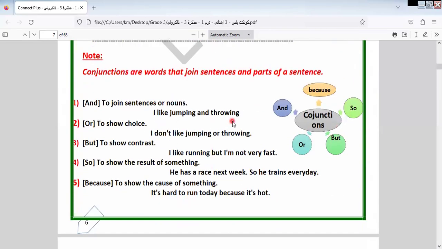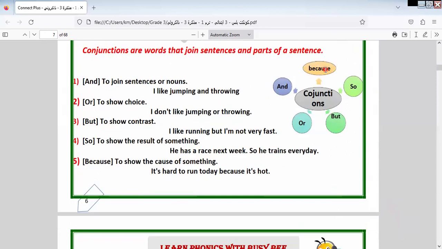Here we have some conjunctions. We learned them last class. Let's review them together. Here we have because, and, or, but, so. Let's learn every one of these conjunctions and the function of each one.